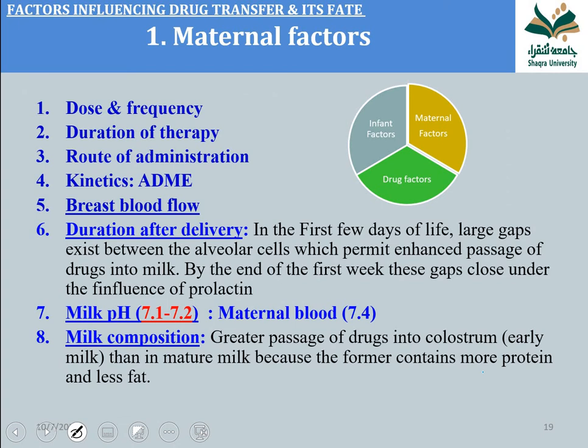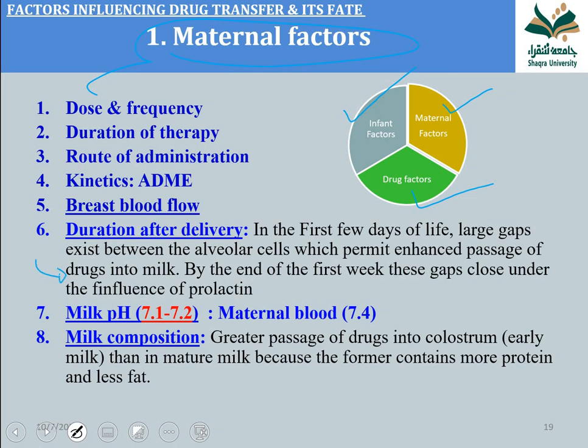These are some factors that affect the drug when it goes from the mother's blood plasma to the milk. The total suckling and the total effects of the drugs are regulated by certain factors. These can be maternal factors, drug factors, or infant factors. The maternal factors are self-explanatory, you can see them.